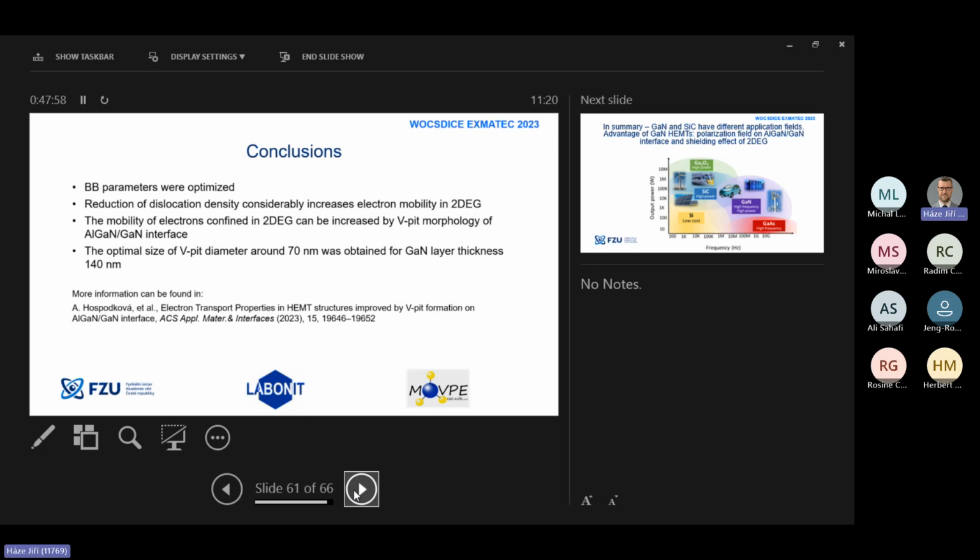Now we are going to conclusions. For HEMT structures, we developed the back barrier with proper parameters. We have shown that for mobility it's essential to have really low dislocation density, that the PPID morphology can increase the mobility, which is quite surprising, and the optimal size of PPID is 470 nanometers.